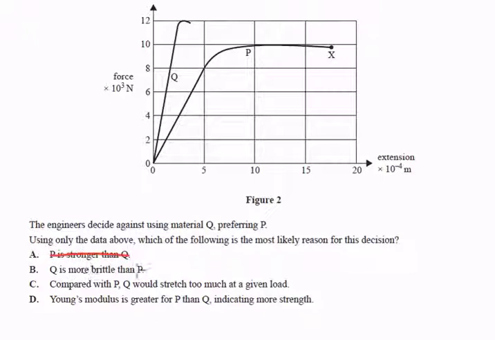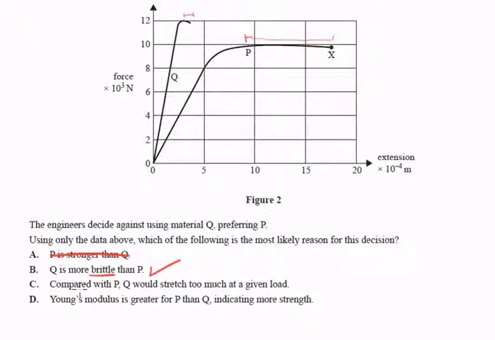Is Q more brittle than P? Brittleness is about the elastic region. So P's elastic region is this much, Q's is this much. Sorry, my mistake. Brittleness talks about if it has a smaller elastic region, it's more brittle. So here's the elastic region of P, here's the elastic region of Q. Q has a smaller elastic region, it's more brittle. So that is the correct answer.